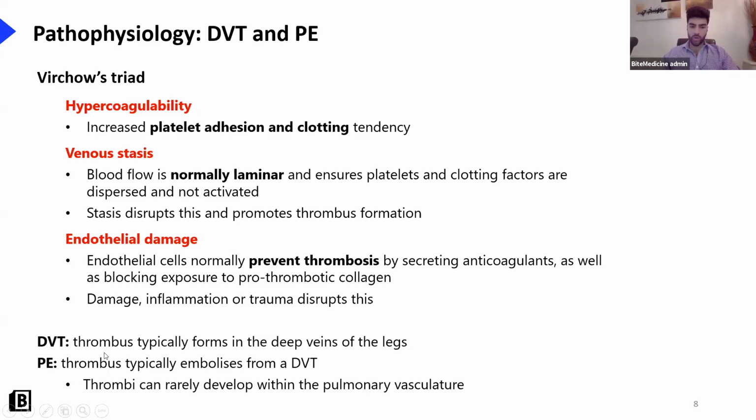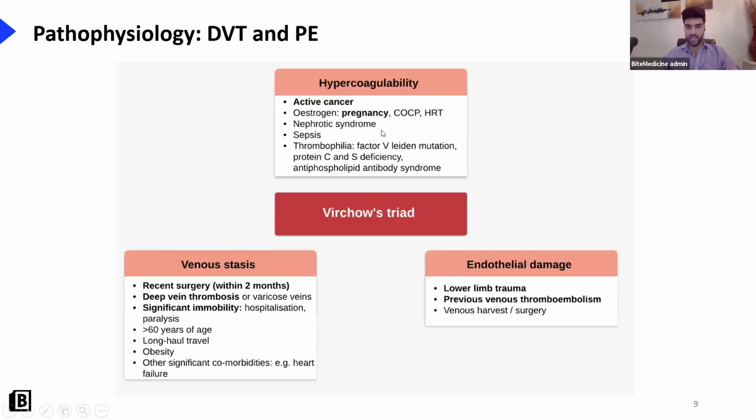So for a DVT, the thrombus typically forms in the deep veins of the legs. Okay, that's going to be your most common location, is within the legs. For a PE, the thrombus typically embolizes from a DVT within the legs. The thrombus rarely develops within the pulmonary vasculature. It usually embolizes from a DVT in the legs. Okay. And this is Virchow's triad, and I think you pretty much nailed all the risk factors. So hypercoagulability, active cancer, the inflammatory mediators and chemicals secreted by cancer cells can activate the coagulation pathway.